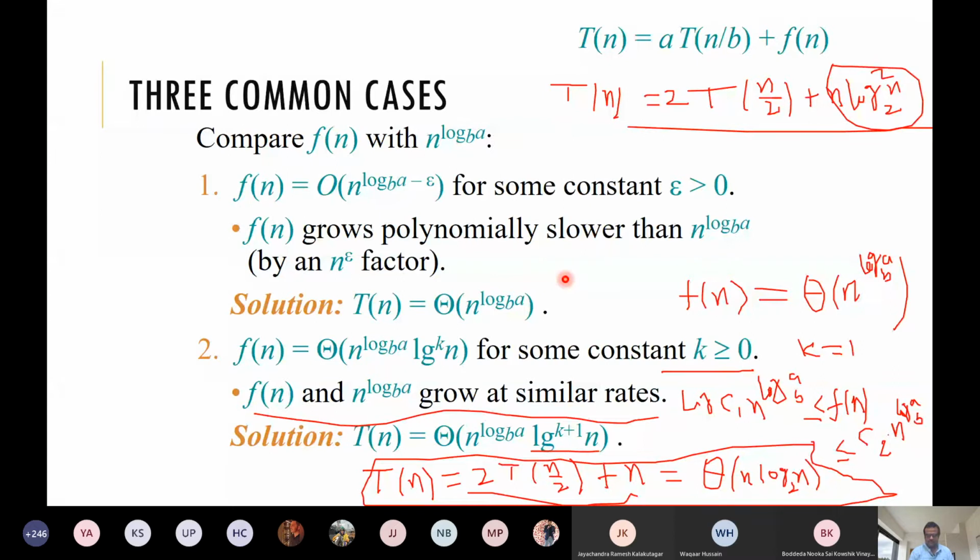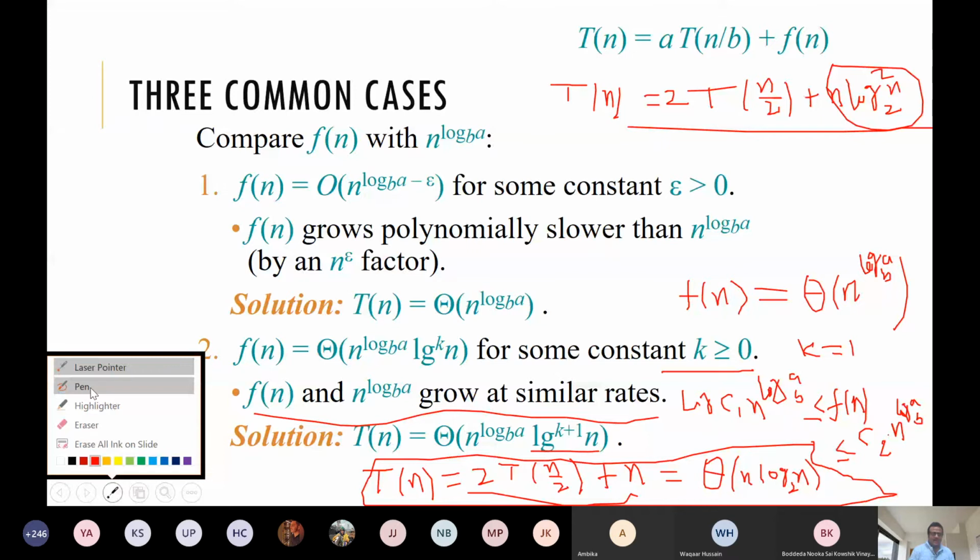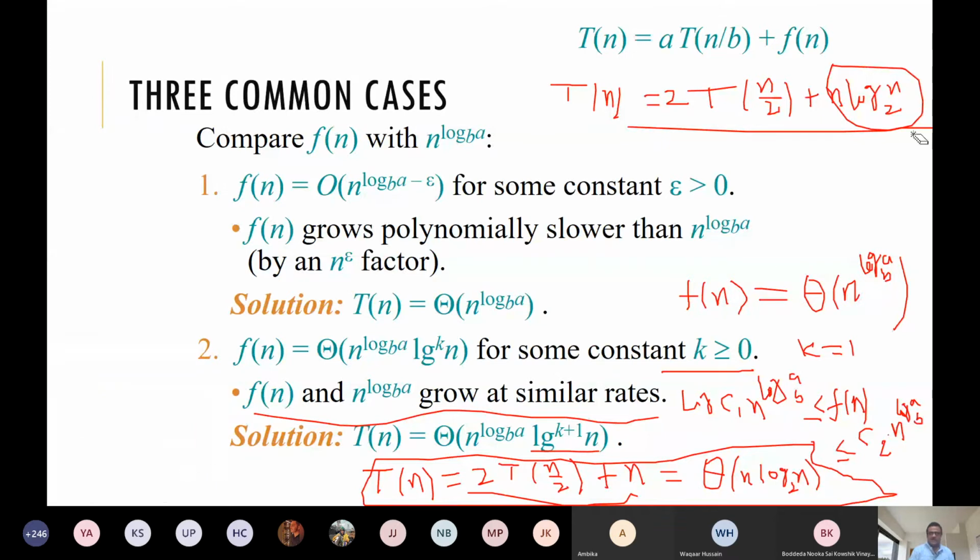Sir, can you explain the last step, like T(n) is equal to 2? Yeah. Consider an example where k is 1. Suppose we have this type of recurrence. This is the example of case 2 where k is 1. What is n to the power log a base b over here? It is n. And what is f(n)? f(n) is this. So they differ by a log factor. So in that case, it is case 2 with k equal to 1.